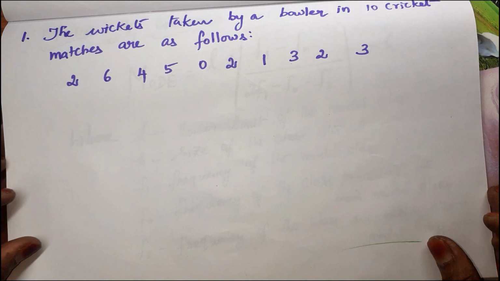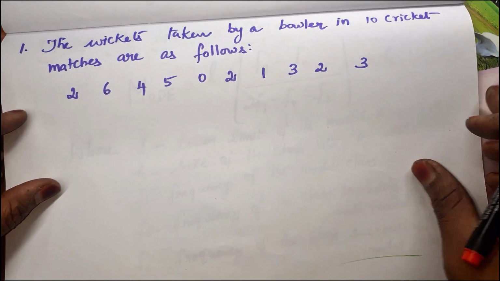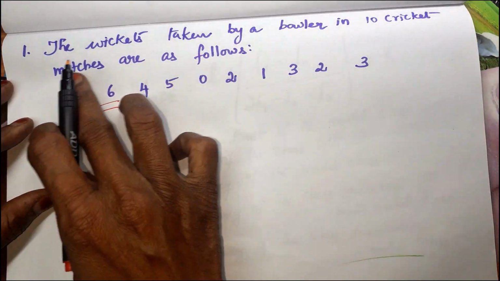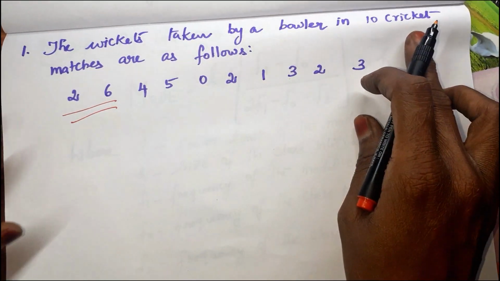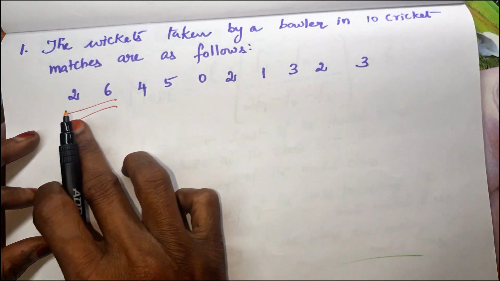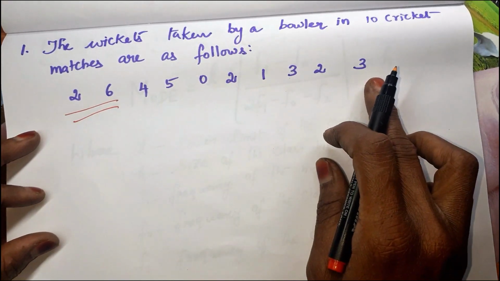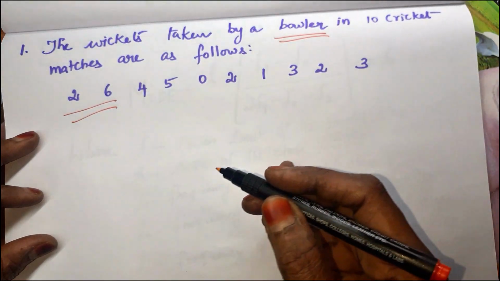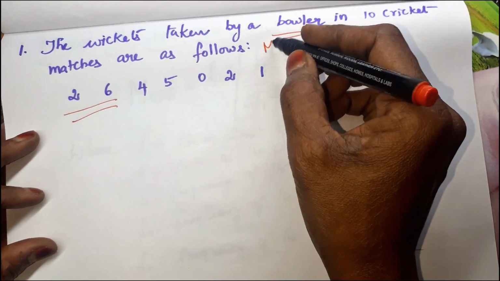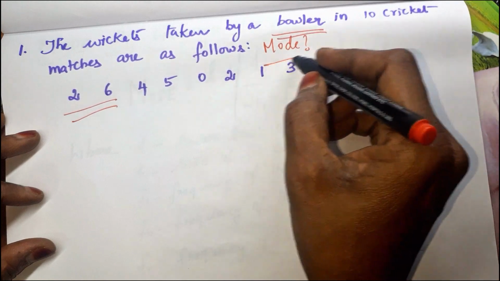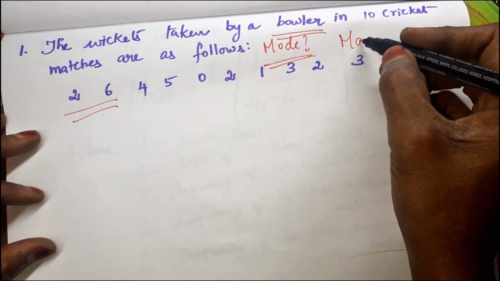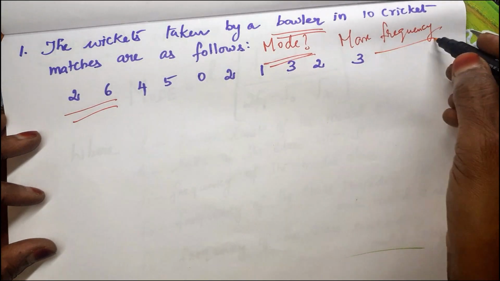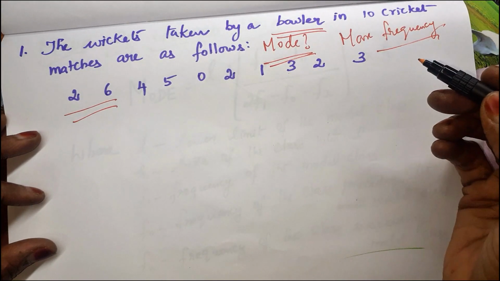The first example, this is the data given here. It is called raw data. The wickets taken by a bowler in 10 cricket matches are as follows. So totally 10 values are given, and it is about how many wickets the bowler has taken. We are going to find what is the mode. Mode means which is having maximum frequency, which occurs most often.